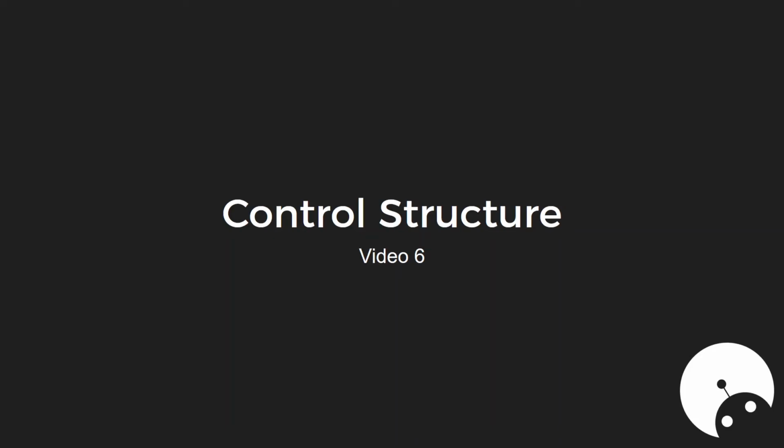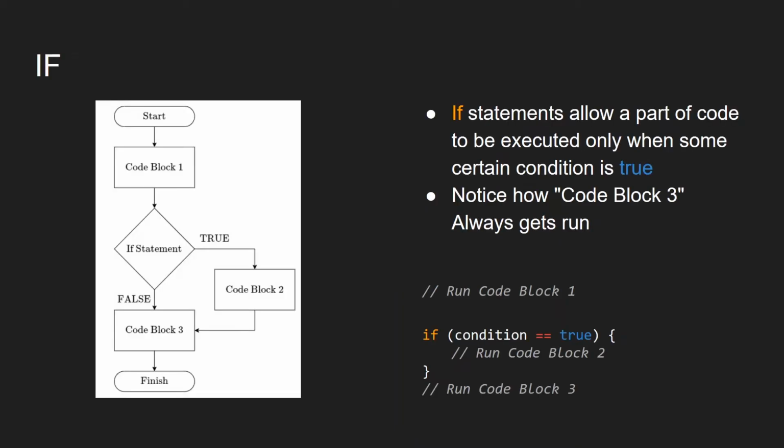Now that we understand what it means to have logic, to have true or false, we can then start talking about how we can control the structure of the program using logic. In this video, we're going to cover 4 different types of control structure. The first being an if statement.